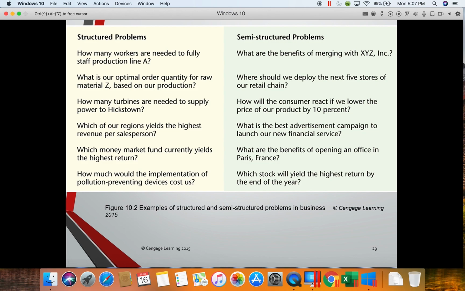So here are some examples of structured and unstructured problems. And this is also in your text. So you can see we've got semi-structured problems like what are the benefits of opening an office in France. There could be a lot of benefits. We could look at other office locations. We could look at maybe partnering with a company in Paris instead of actually opening an office there. So there are a lot of options that we could consider, and we have to try to figure out the best one. Which stock will yield the highest return by the end of the year? That's another example of a semi-structured problem because there are so many variables that could fall into that solution.